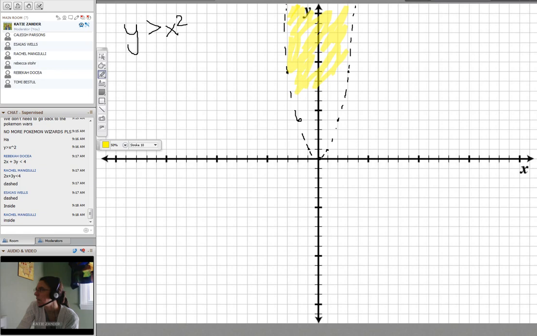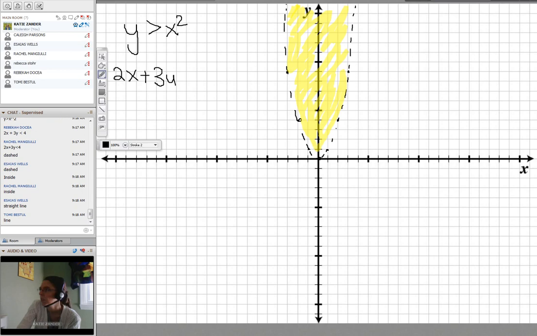Like, what shape is the graph going to take on of that 2x plus 3y is less than 4? What shape or what type of line or equation or function is that going to look like? Is it going to be a parabola, cubic, straight line? What is that second one going to look like? It is going to be a straight line.